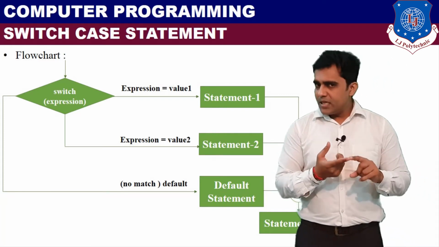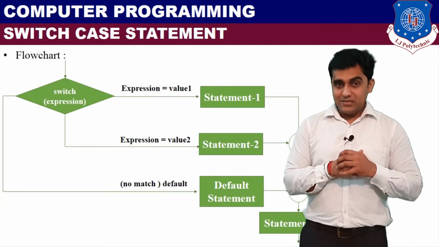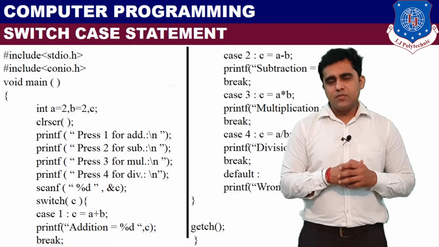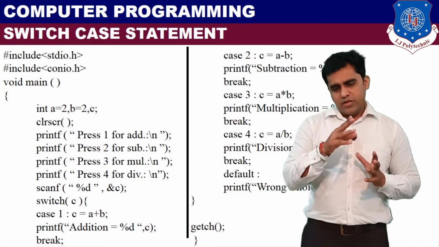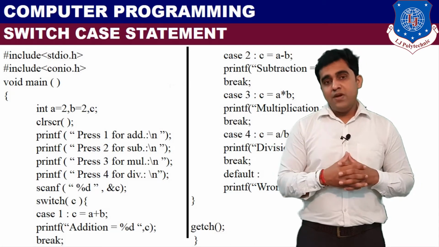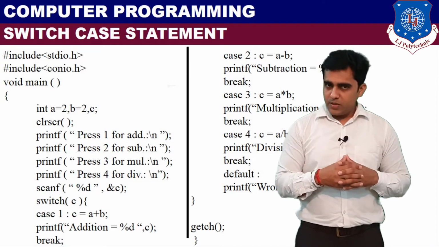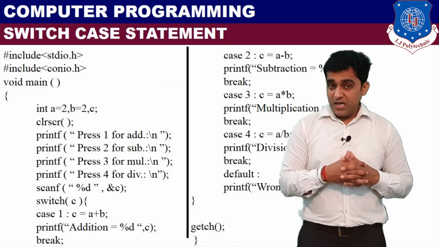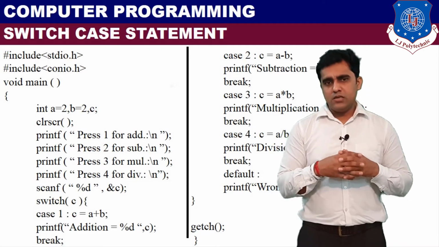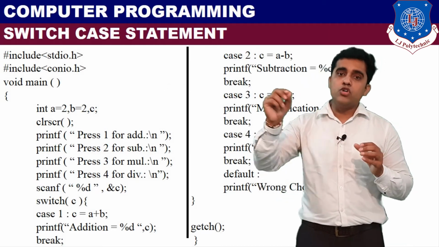We understood the description portion, syntax portion, and flowchart portion. Now let's understand this concept with a small example. The aim of our example is we will add two numbers A and B and see our answer. We will display a menu. Press 1 for addition, press 2 for subtraction, press 3 for multiplication and press 4 for division. If anyone presses not 1 to 4 but a different number, we will display wrong choice.